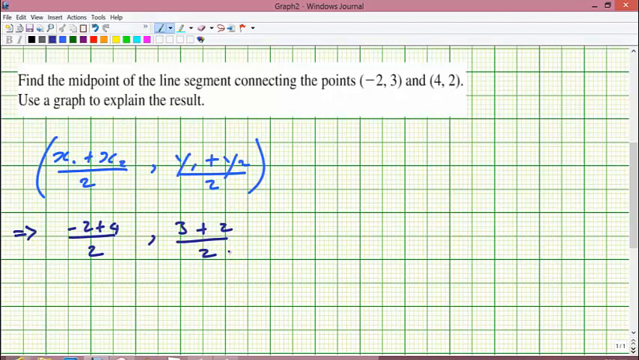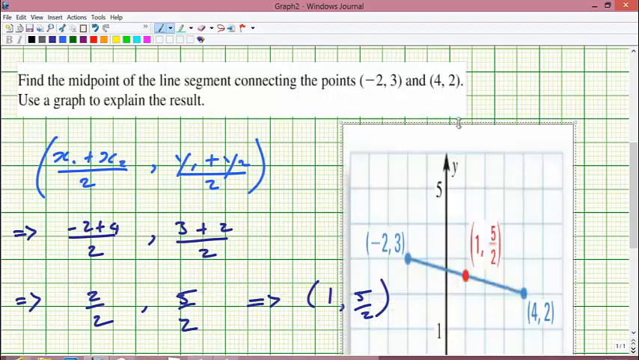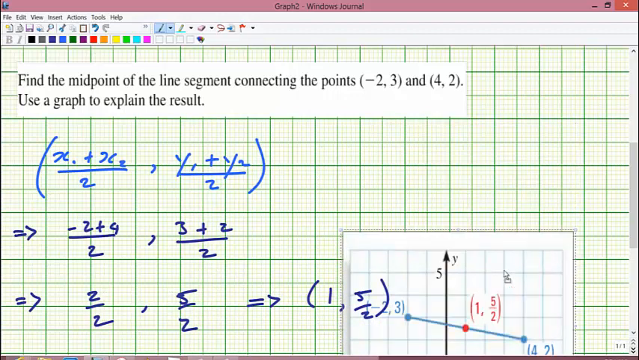Let's simplify that. -2 plus 4, so that's 2 over 2. 3 plus 2, that's 5 over 2. So our midpoint becomes 1 and 5 over 2. And it says here we need to graph that to explain it. Let's just include the little graph here, which I've taken directly from the textbook.